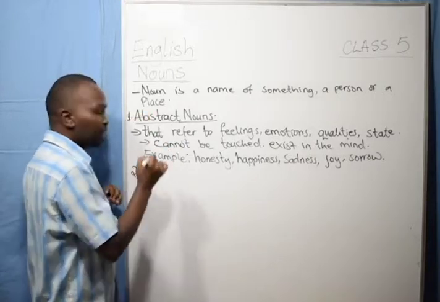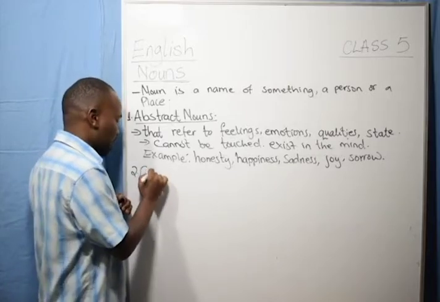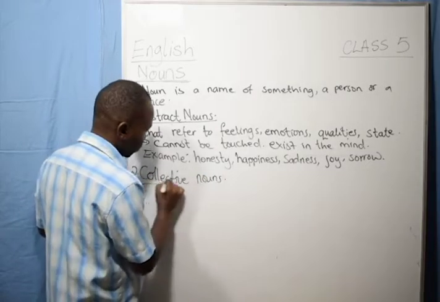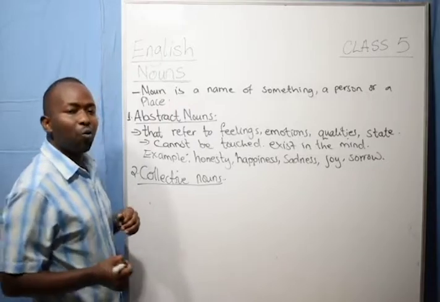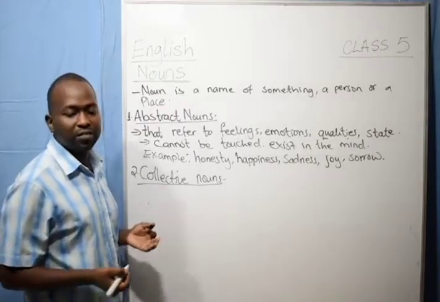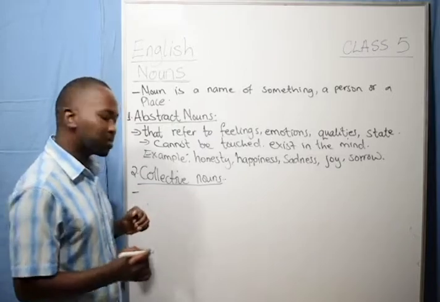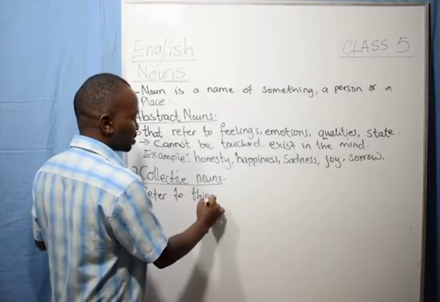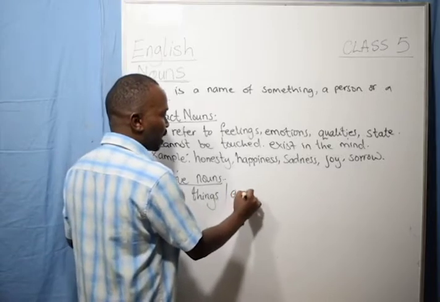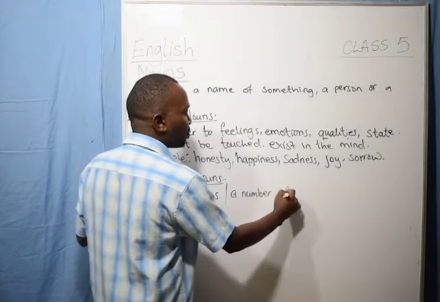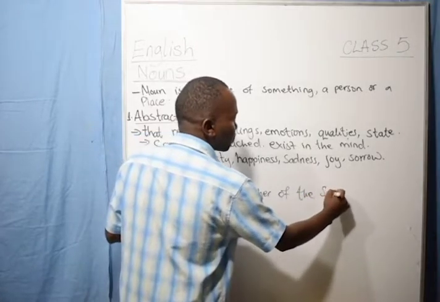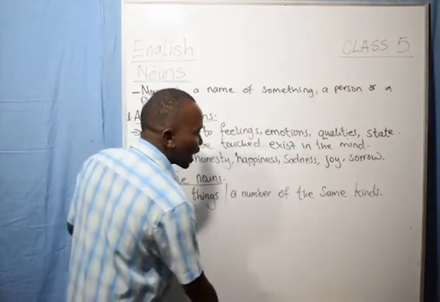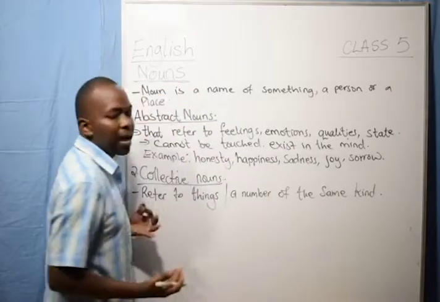Number 2, the other category of nouns that we're going to look at are the collective nouns. Now, what are collective nouns? Now, collective nouns refer to things or a number of the same kind. Things that are of the same kind, which are many.